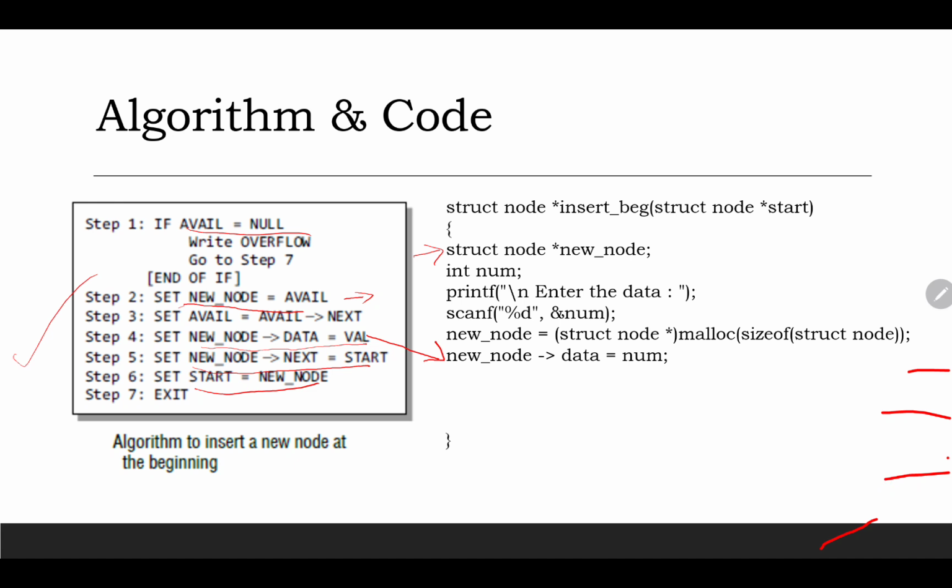then we are assigning the address for the new node, then we are changing the start, then we are returning the value. Okay, so this is about inserting the new node at the beginning.